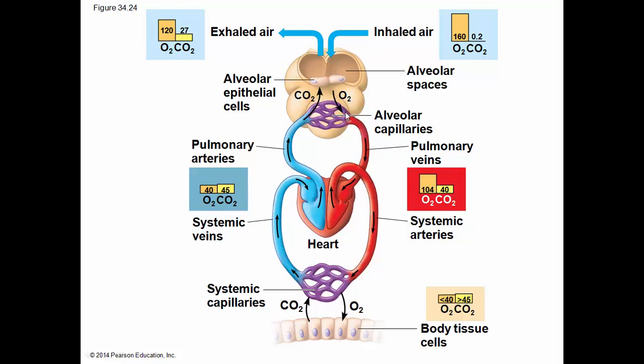Oxygen content is low in the blood. Carbon dioxide is high in the blood. Oxygen goes into the blood. Carbon dioxide comes out of the blood. Same on the other end of the capillary beds. So this is the alveoli. This is the capillary beds.